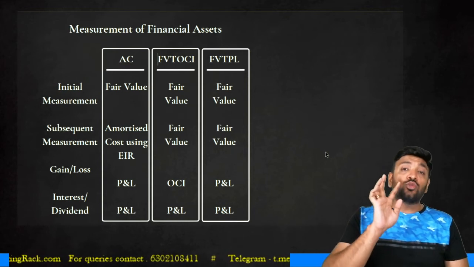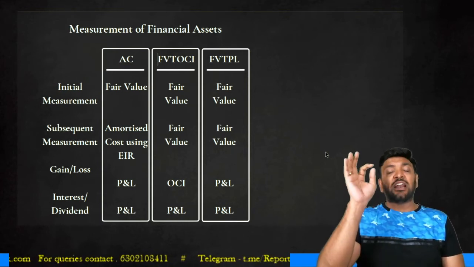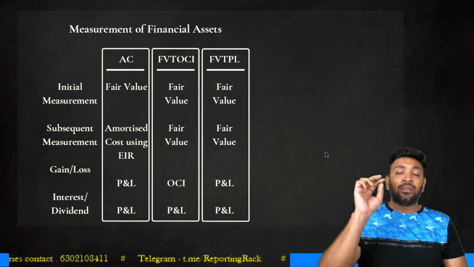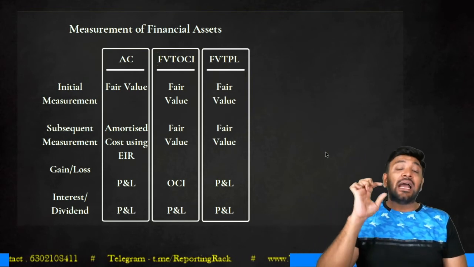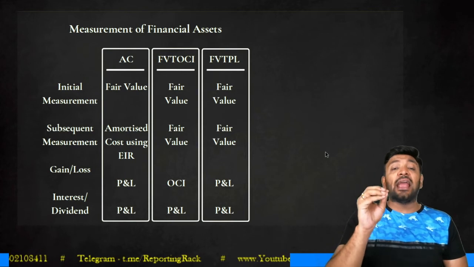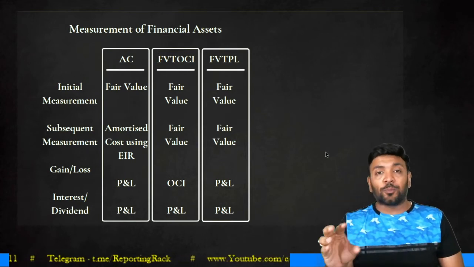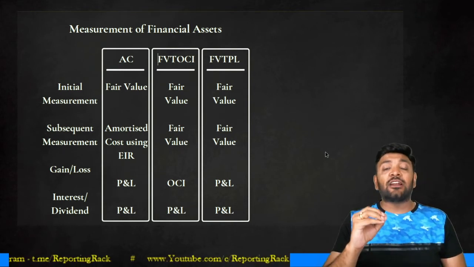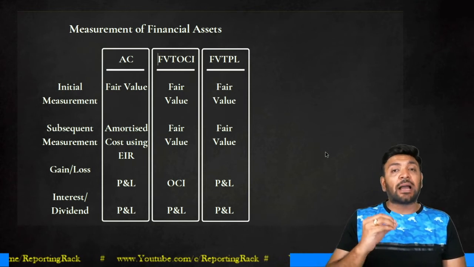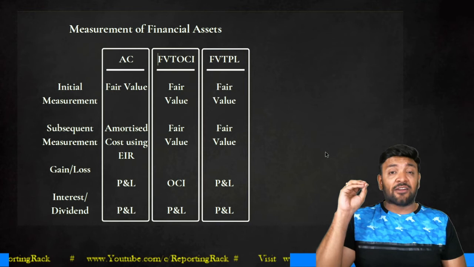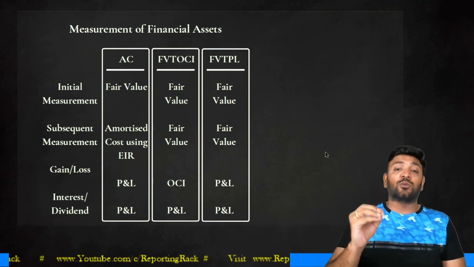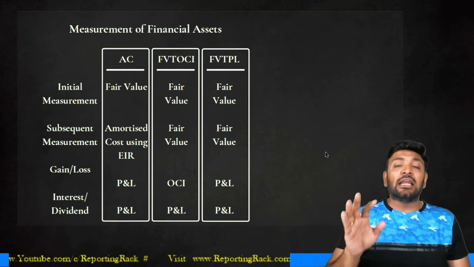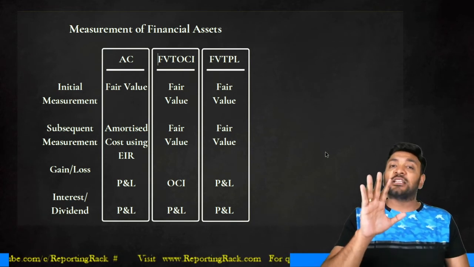While for financial assets classified as fair value through OCI or fair value through P&L, they should subsequently be measured on balance sheet date only at fair value. However, the difference in fair value should be transferred either to OCI or to P&L based on classification. If it is classified as FVTOCI, the change in fair value should be recognized in the statement of other comprehensive income. If it is classified as FVTPL, the difference in fair value should be transferred to P&L. Clear? The interest or dividend income on any financial asset, irrespective of classification, should always be transferred to P&L only.